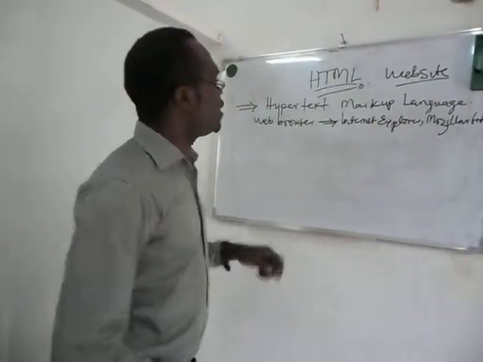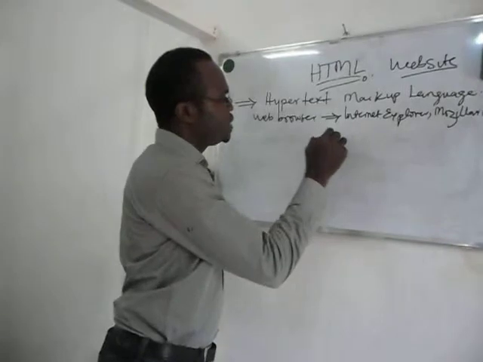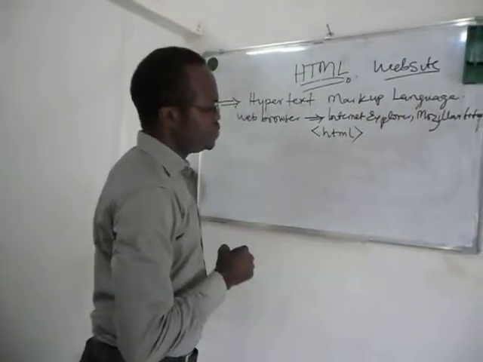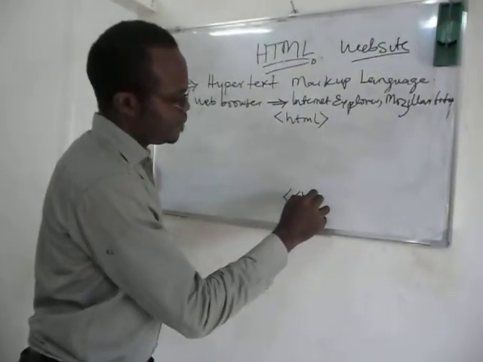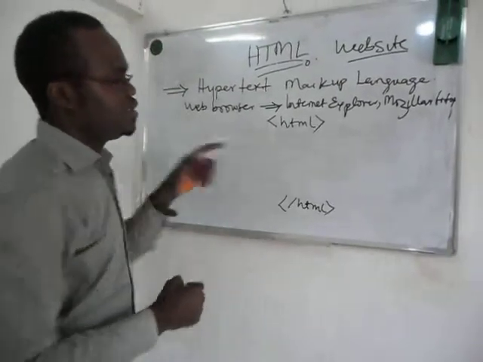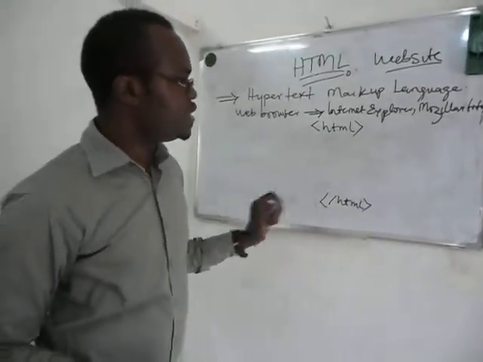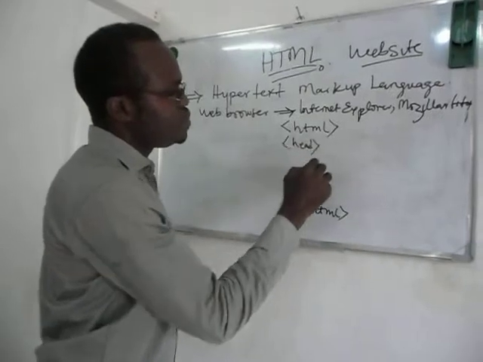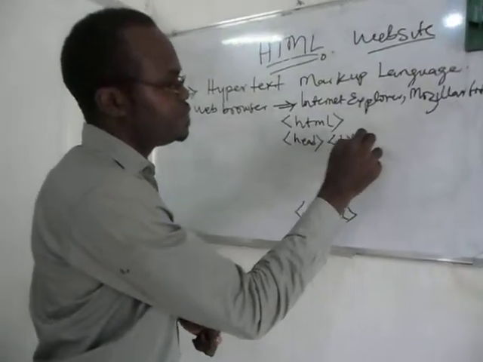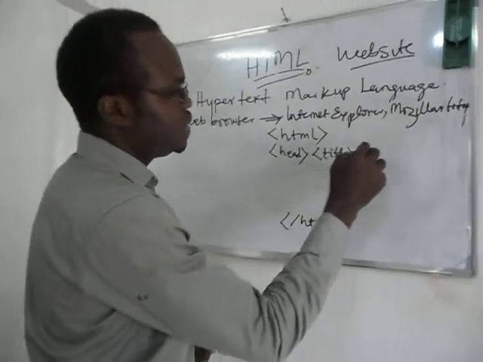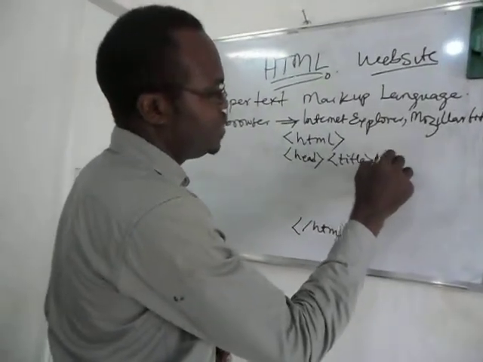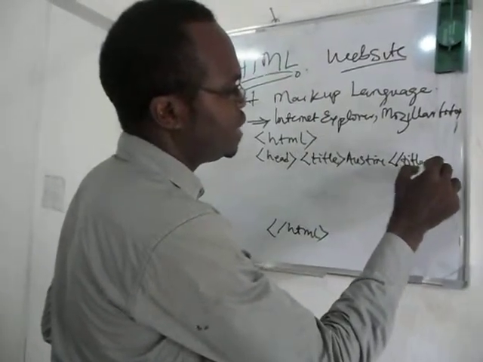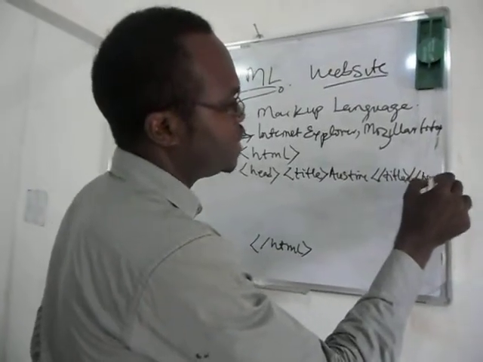So the simplest of the codes that you can write with this HTML, I started with this tag known as HTML tag. This is the opening HTML tag and this is the closing HTML tag. Then in between you can just have the head tag, inside which you have the title tag. So title, let's say, let me use my name as the title of the web page, Austine. Then you have the closing title tag and the closing head tag.